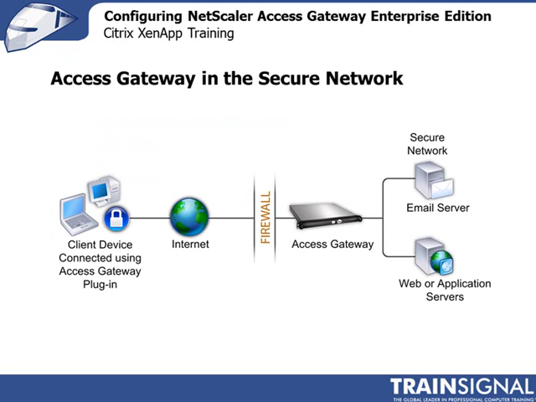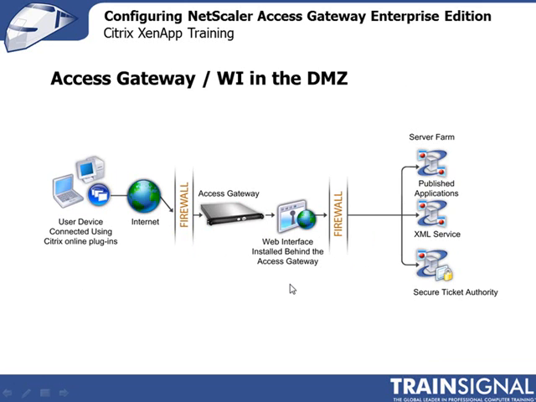So from an Access Gateway deployment scenarios perspective, there's a lot of different ways by which you can deploy an Access Gateway. In this scenario, you're deploying the NetScaler or the Access Gateway behind the firewall. I personally wouldn't recommend this from a best practices and a security perspective, but it's definitely a way. All you have to do is punch the right ports within the firewall and configure the NetScaler. It's basically on the internal network. So this is definitely one way of deploying it.